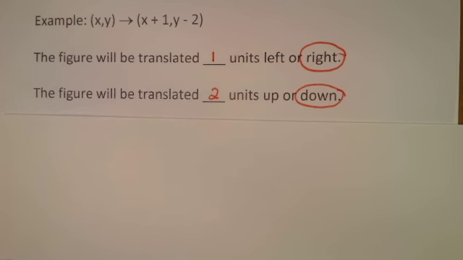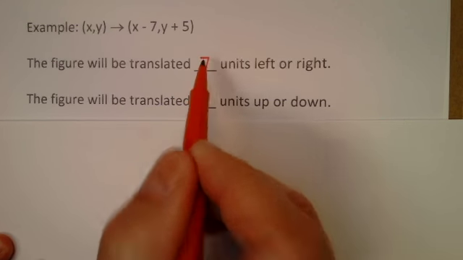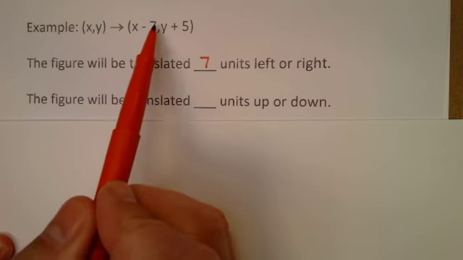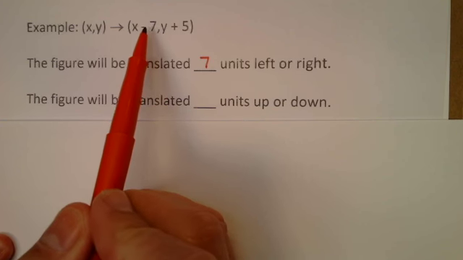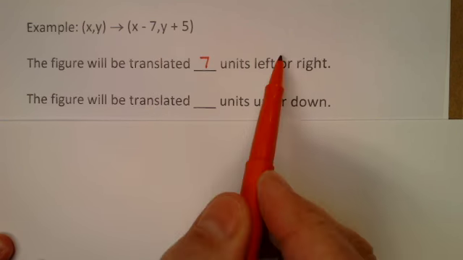Next example. I need to determine, using these instructions right here, if it's going to be translated left or right, up or down, and how many units. Left or right is my x. So I look at my x and I see how many units it's being moved. It's being moved 7 units. If this was positive, it would move to the right. But since it's negative, it's going to move to the left.